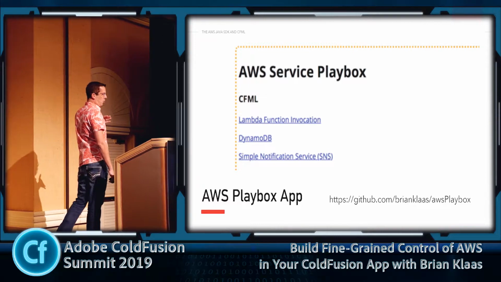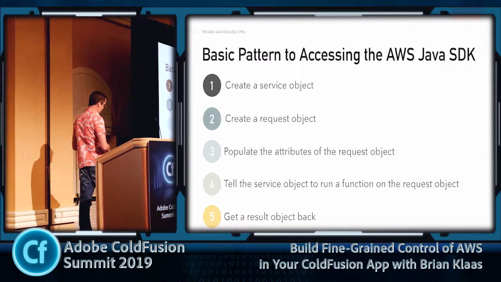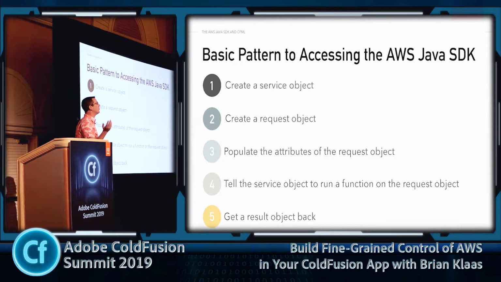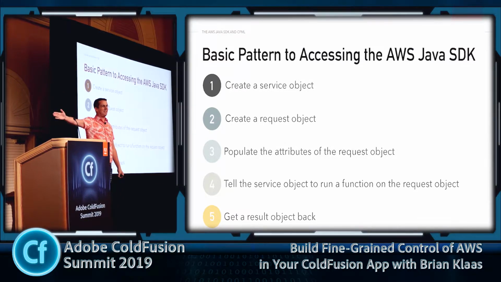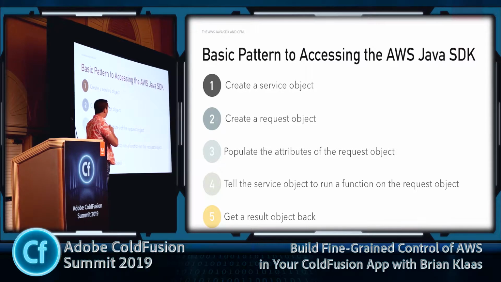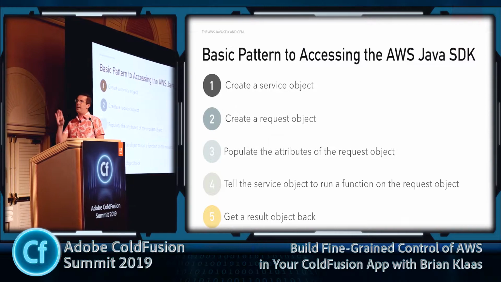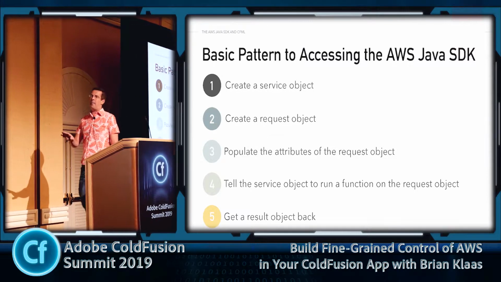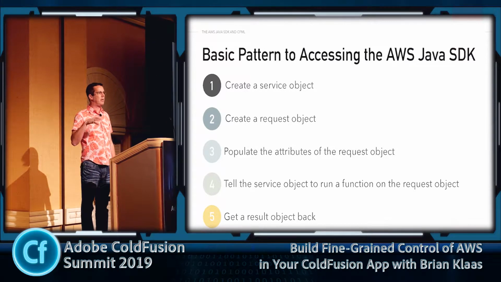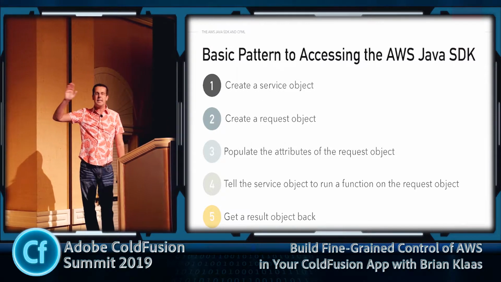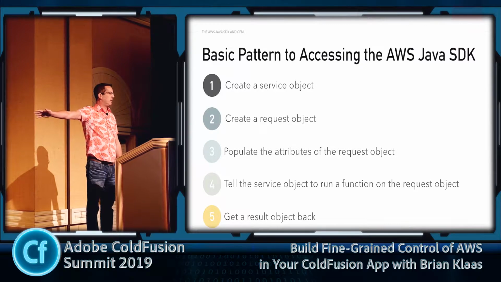So, when you work with the AWS Java SDK, there's a very basic pattern that you follow to work with it. And anybody who's worked with the Java SDK probably recognizes this immediately because it is one of the very consistent things in working with AWS. The Java SDK is really well written. It's very consistent in many ways. And if you saw Rashid's presentation in here yesterday morning about what they're doing in CF 2020, it is this exact same pattern that they're using.